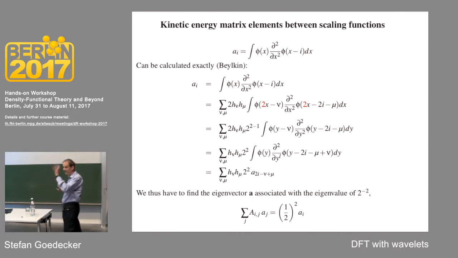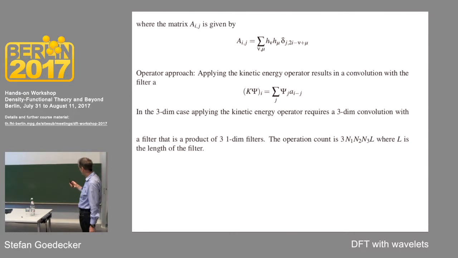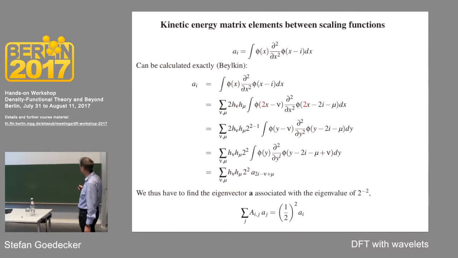And then if you look at those equations for a while, you will see that what is written here is nothing but an eigenvalue problem for a certain matrix A_ij. You can write down this A_ij in terms of those expansion coefficients h. And you have to search for the eigenvector of this matrix that has the eigenvalue 2 to the minus 2, that is, 1/2 to the power 2.